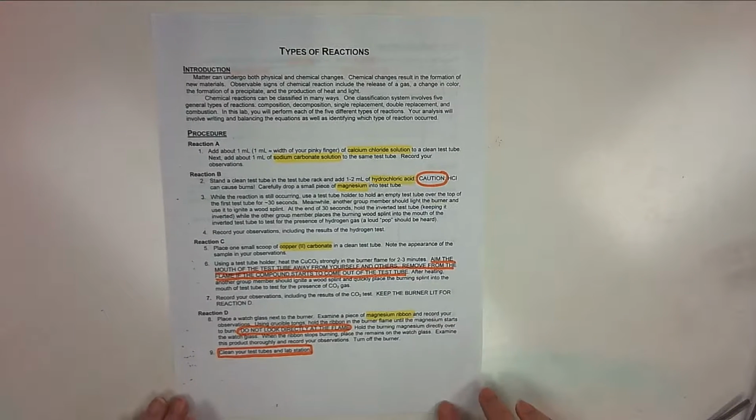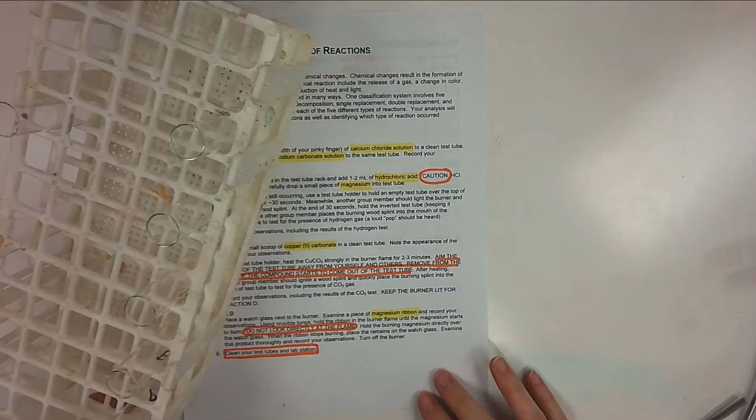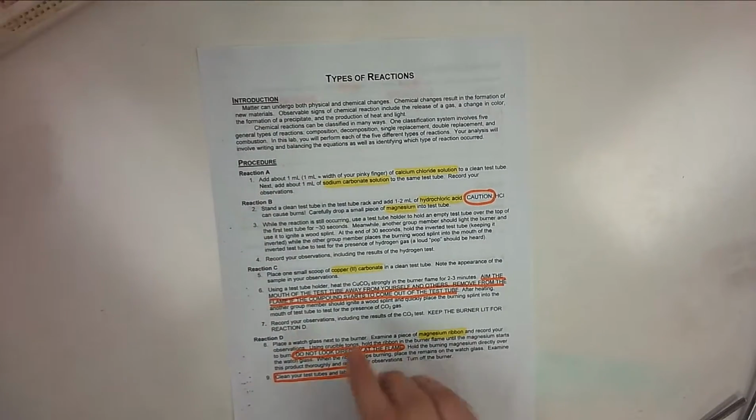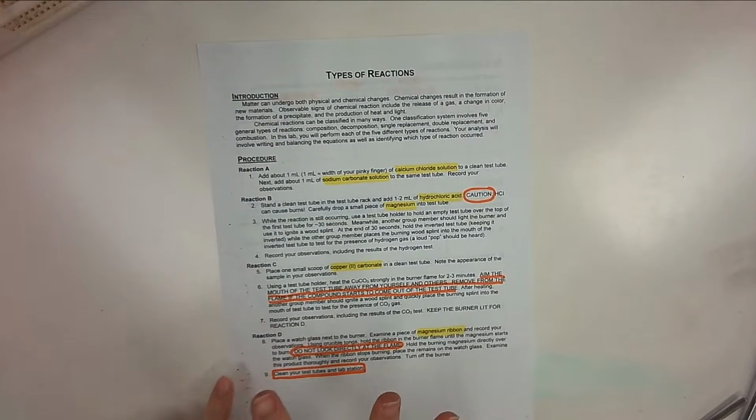Alright class, today is our types of chemical reaction lab. For this lab you will need a test tube rack with clean test tubes in them. You're going to be doing reaction A, B, C, and D. So these are 4 reactions that will take place in your test tubes.